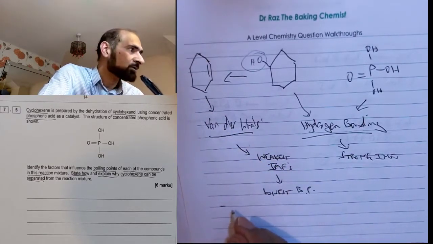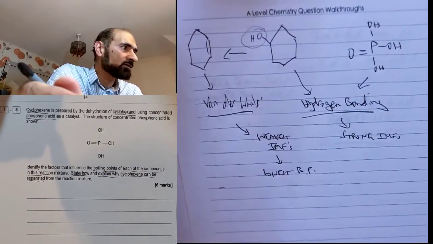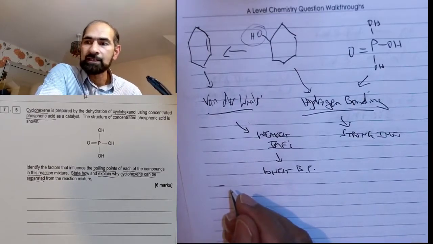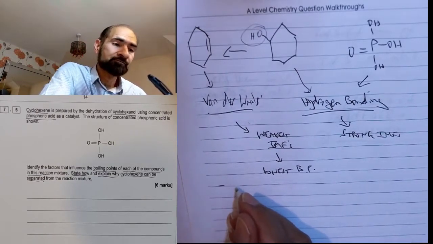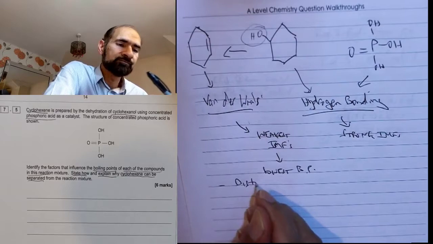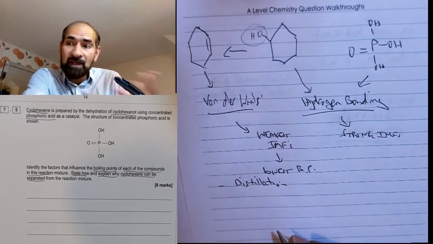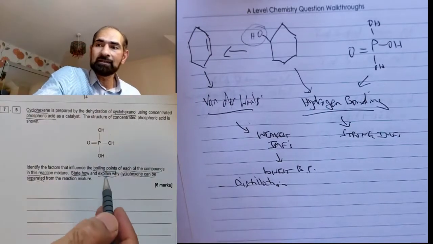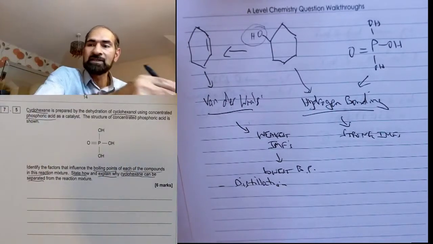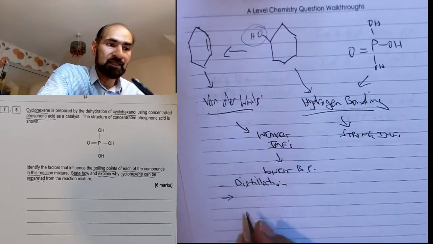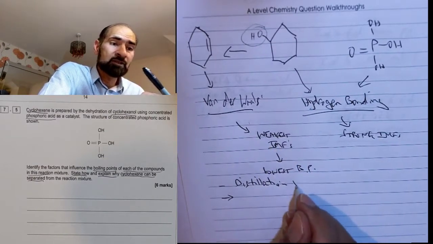So the answer to that question, I'm going to move this up. The answer to part 2, how cyclohexene can be separated, is distillation. And then it says explain why. Yeah, so that's not the end. I need to explain why cyclohexene can be separated from the reaction mixture. Well, because, even though I've said it there, I'll say distillation will separate off.